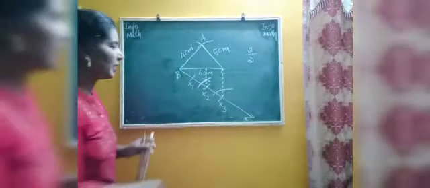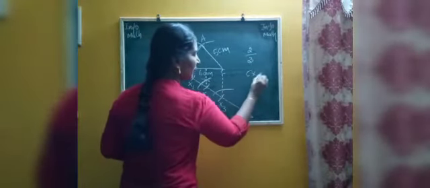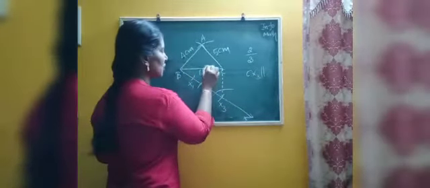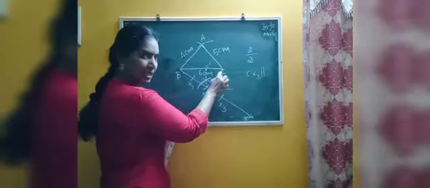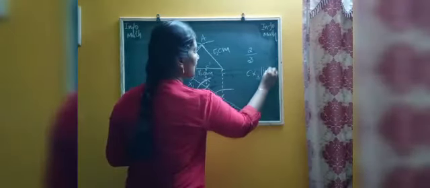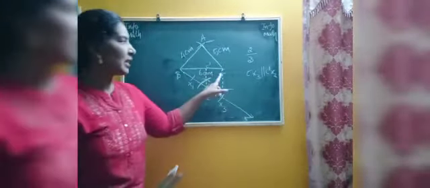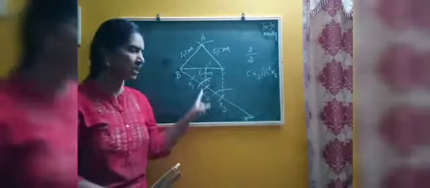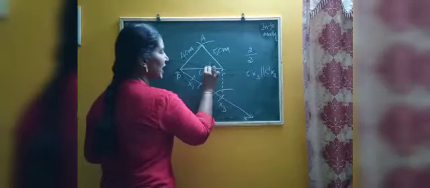Here there is a condition, children. CX3 must be parallel to this. The new point, we can name it as C dash, because C is there and near to that it's a C dash. So C dash X2 and CX3, these two lines must be parallel. Okay, now we got a point that is C dash.